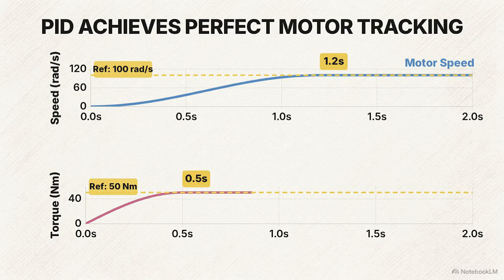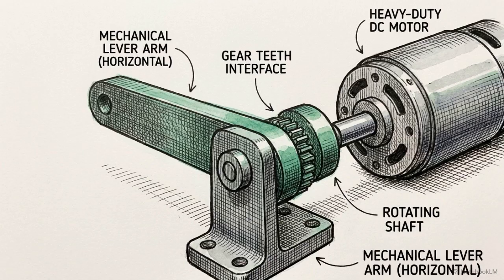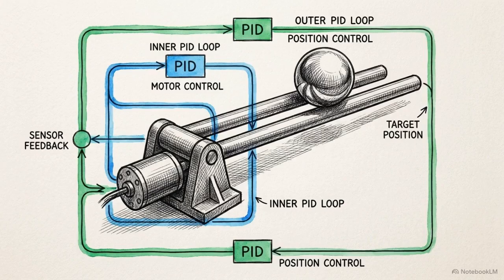This bottom chart tracks the torque response, driven by the inner loop's current regulation, rapidly locking onto its reference threshold at 0.5 seconds without dangerous voltage spikes. This damped, controlled torque response ensures the physical lever arm operates within its mechanical tolerances. These tight tracking metrics prove that the cascaded PID architecture has successfully managed the unstable physics of the plant.